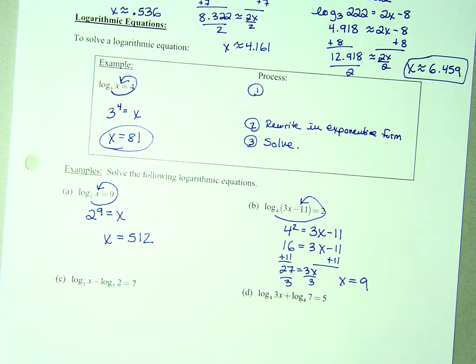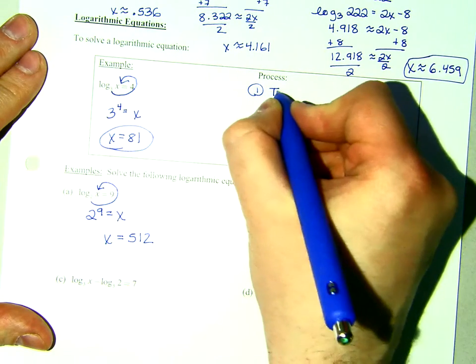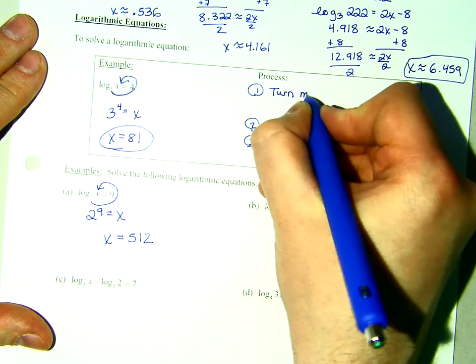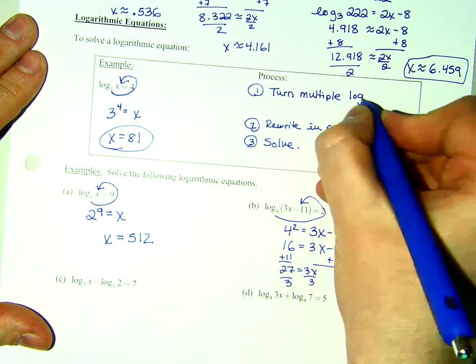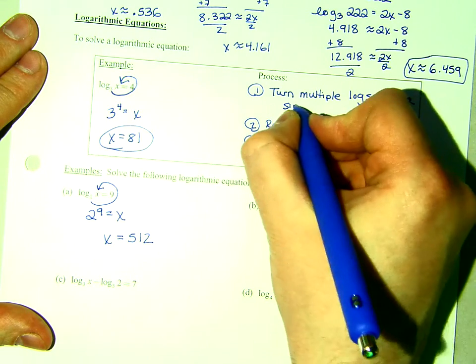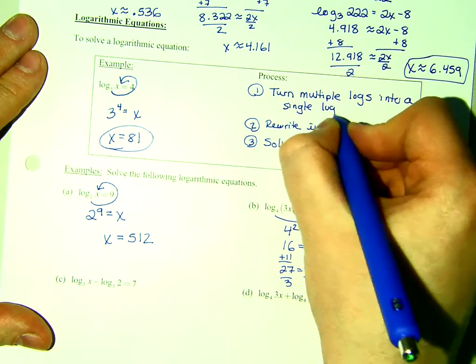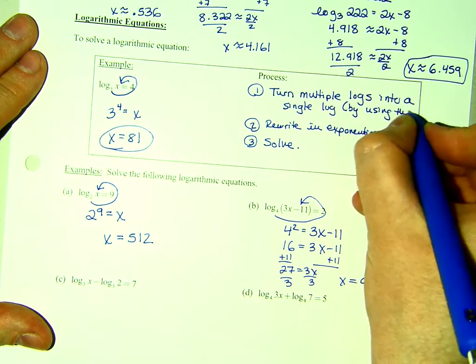Thank you. Step number 1 is going to be, if there are multiple logarithms, turn them into a single one by condensing by using our properties. So, step number 1, going back to our process. Turn multiple logs into a single log by using the properties.